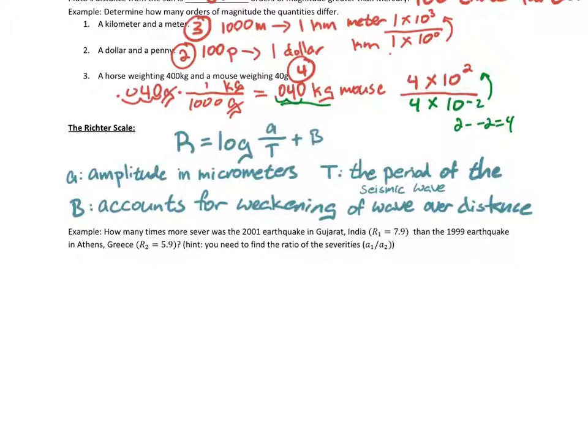So let's look at what each of these parts mean. So A is the amplitude in micrometers. So if we're talking about a wave here, you have to think back to trig. Whoops, that is a horrible wave.